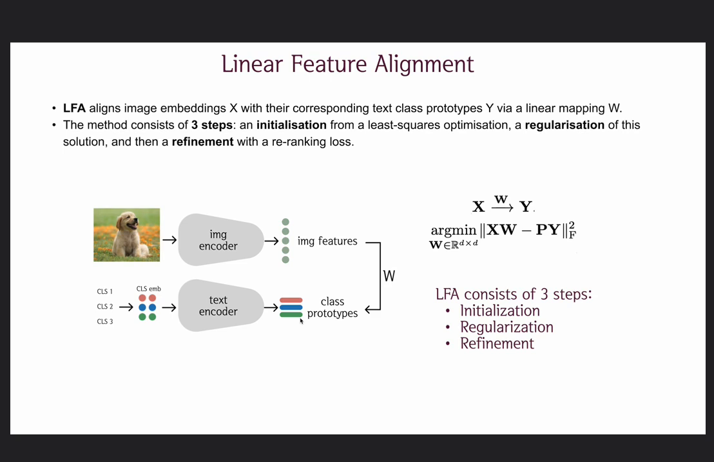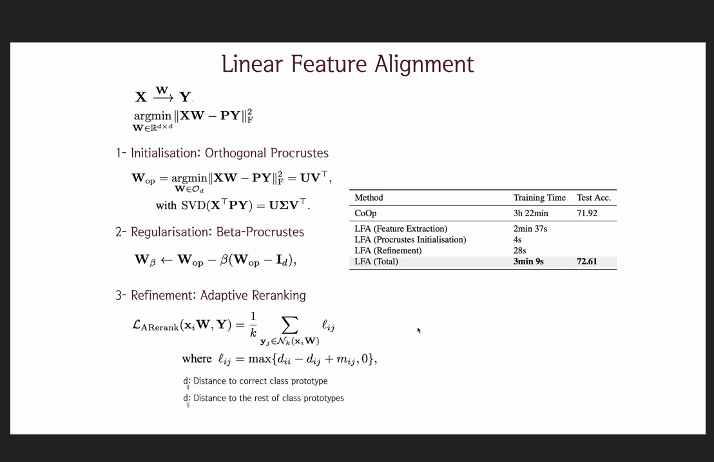So based on this observation, we propose linear feature alignment, where we push the image features to be close to the corresponding class prototypes using a linear map. So our objective is to simply minimize the Frobenius norm between the image features and the corresponding class prototypes. And to optimize this objective, LFA consists of 3 steps. An initialization step where we find the closed form solution of this problem. We regularize it to avoid overfitting, and then we refine it so that we can match or even exceed the results of soft prompts. So what are these 3 steps?